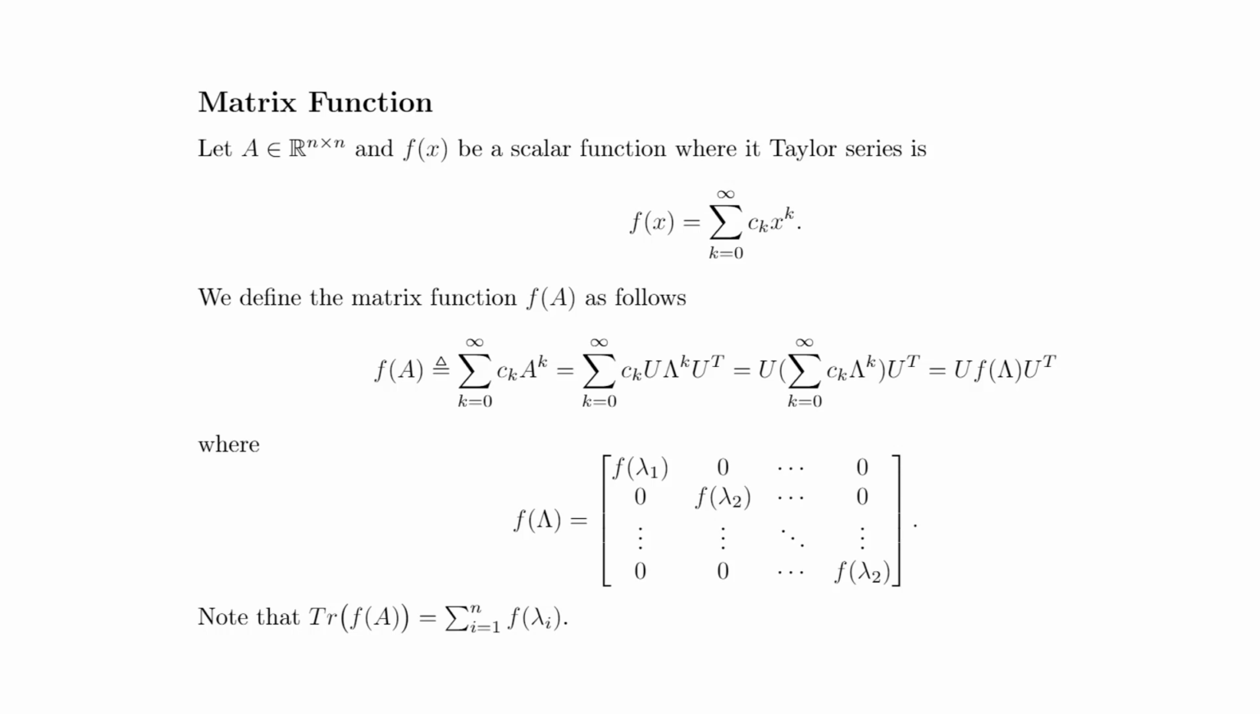And by taking U and U transpose outside of the summation, we get U, the summation over ck lambda k, U transpose, which is by definition U f of lambda U transpose, where f of lambda is taking f of the members of lambda. And so we can see that taking a scalar function f of a matrix A is simply applying the function f to the eigenvalues of A. We can note that the trace of f of A is equal to the summation over f of the eigenvalues of A.